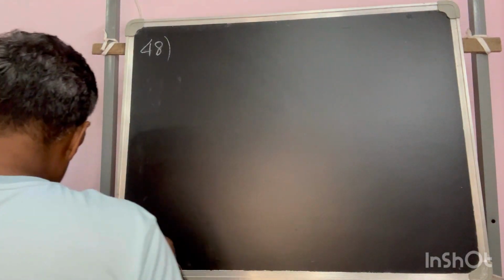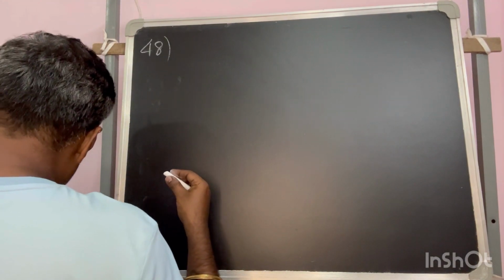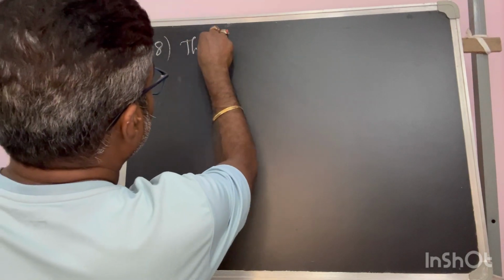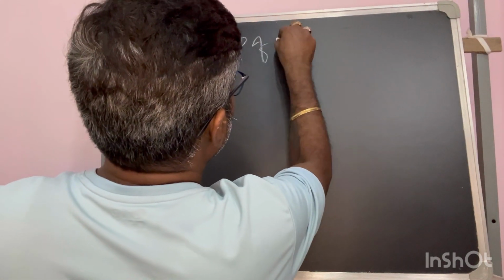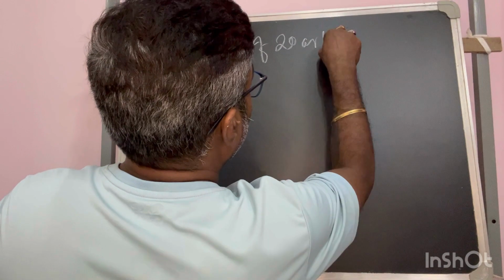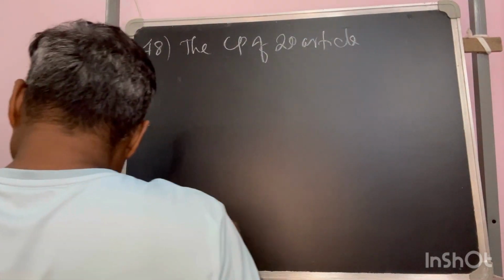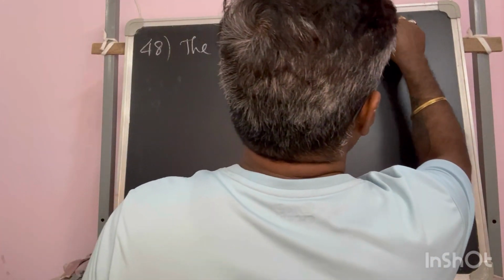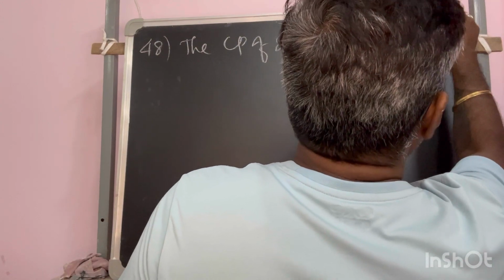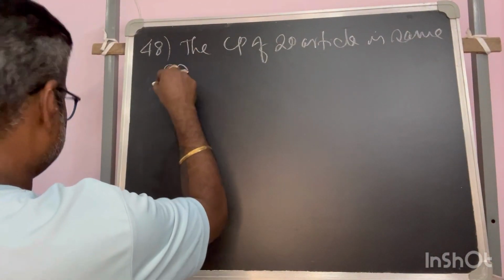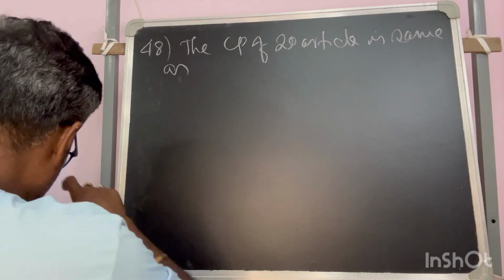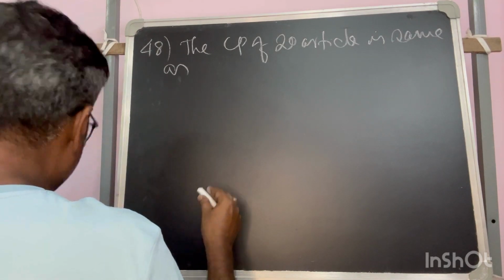Okay, so the next problem is: the cost price of 20 articles is the same as the selling price of X articles.